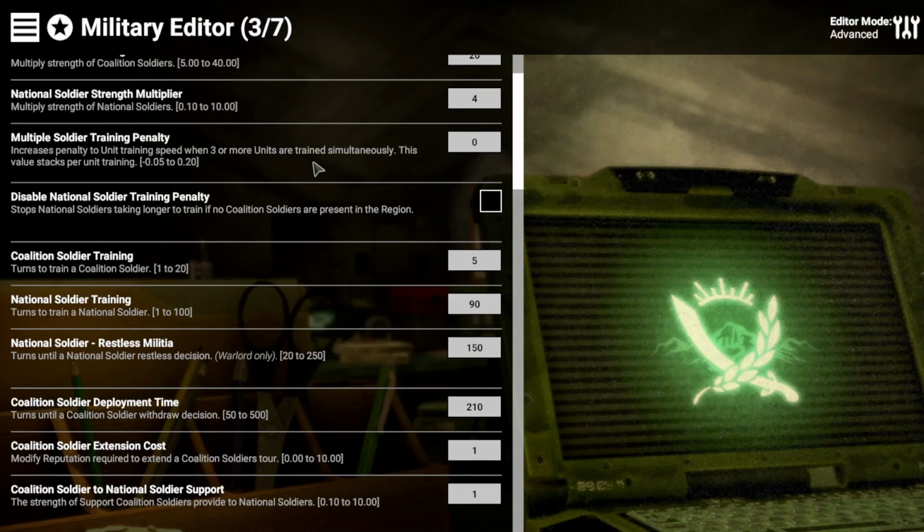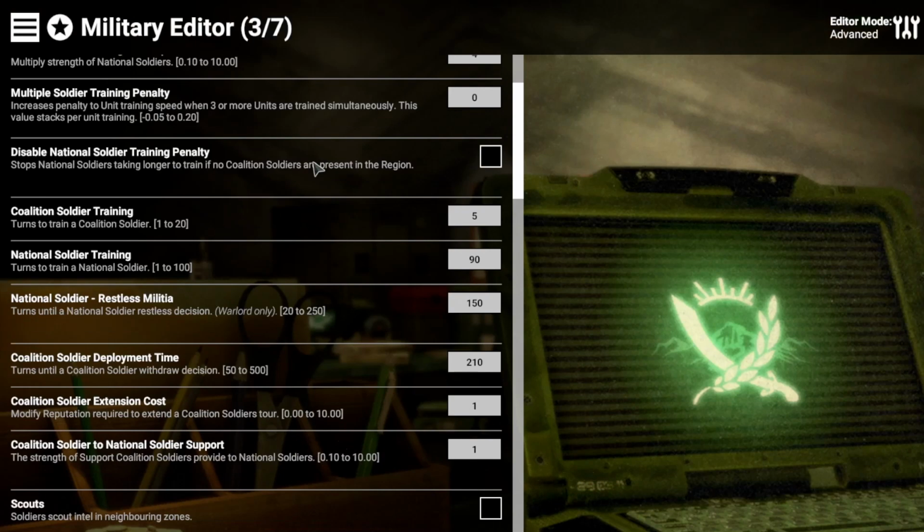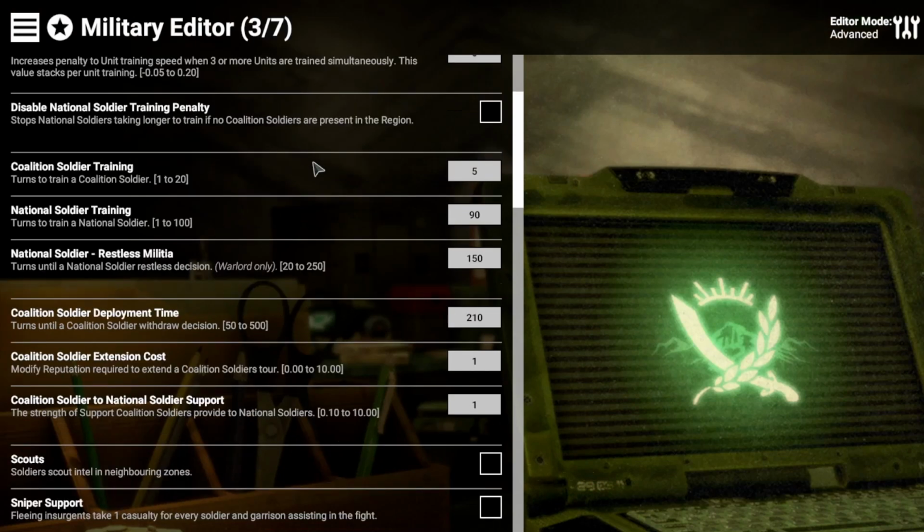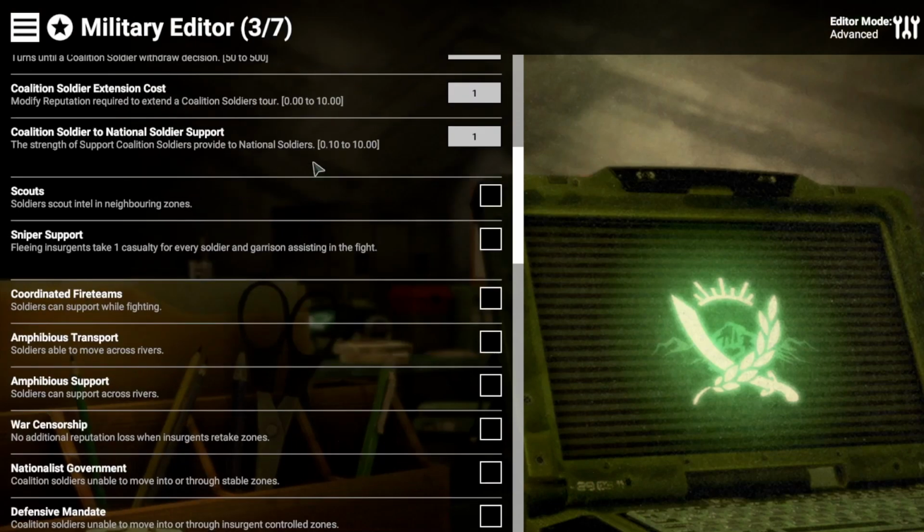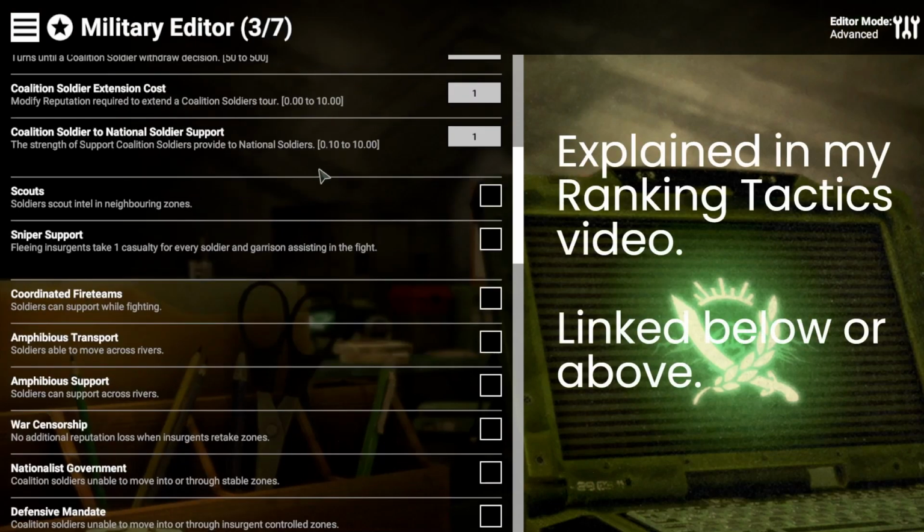Values below 0 give reputation. Coalition soldier to national soldier support. Multiplied of support, set value to 1 as default and values below 0 disable support. All these tactics are already explained in my Rain All Player Tactics videos that will be linked above and in the description.